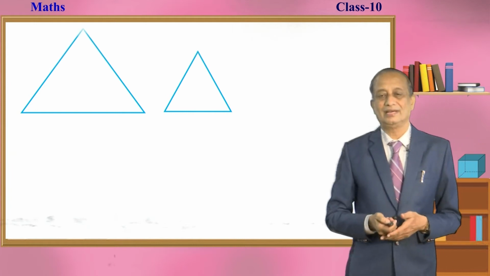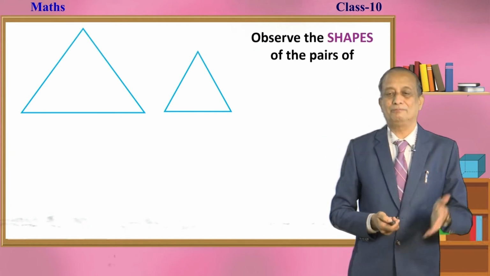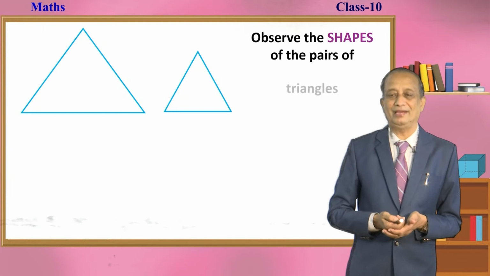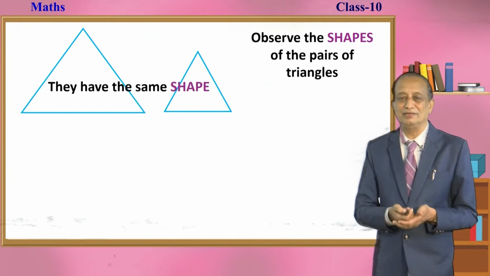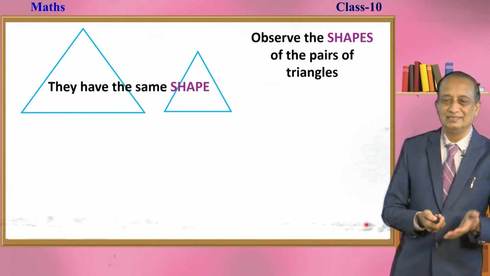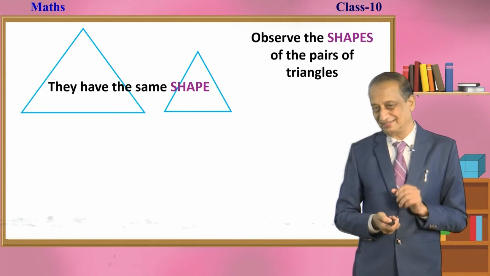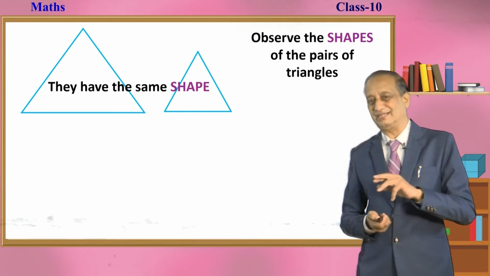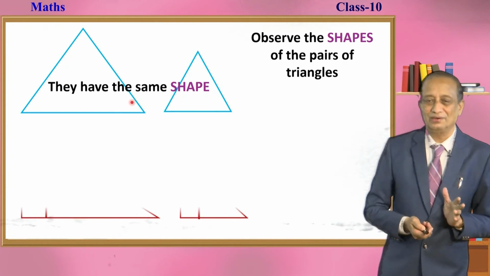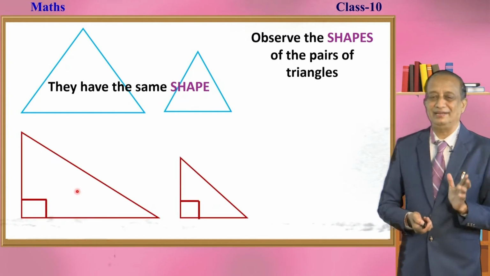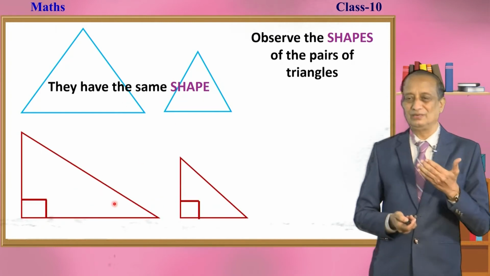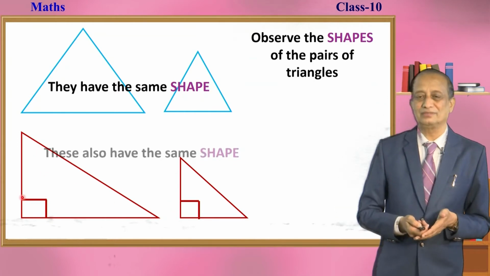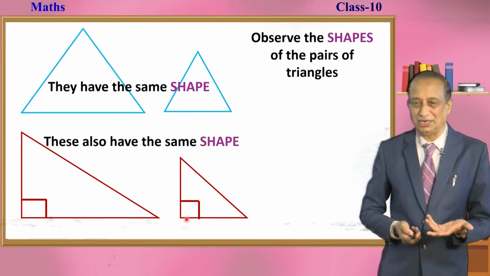Now, here is a pair of triangles. Observe the shapes of the pair of triangles that is coming up on your monitor screen. Do you not think they have the same shape, children? One is larger than the other, that is all. Okay, look at the other pair of right angle triangles. How do they look to you, children? They also seem to have the same shape.